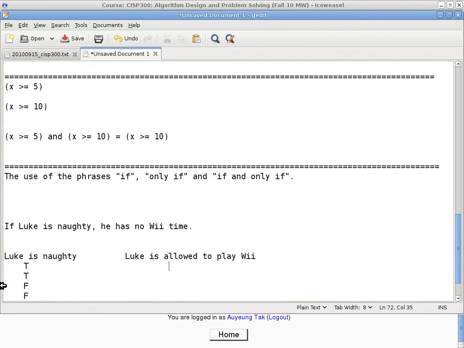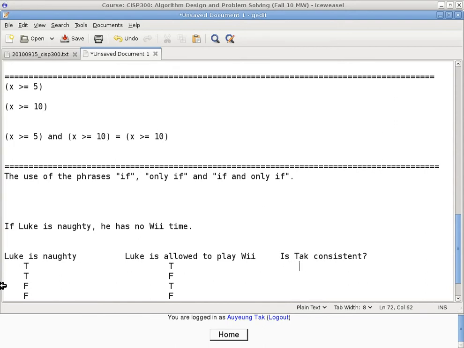So this can either be true or false. When the first one is true, the second one can be true as well. But when the first one is true, the second one can be false. When the first one is false, the second one can be true. When the first one is false, the second one can also be false. In other words, I have just spelled out all 4 possible cases, comparing his behavior during the week as opposed to whether he is allowed to play with the Wii over the weekend. So the question is, am I consistent with my words? In other words, did I punish him when I have to and not punish him when I should not be punishing him?